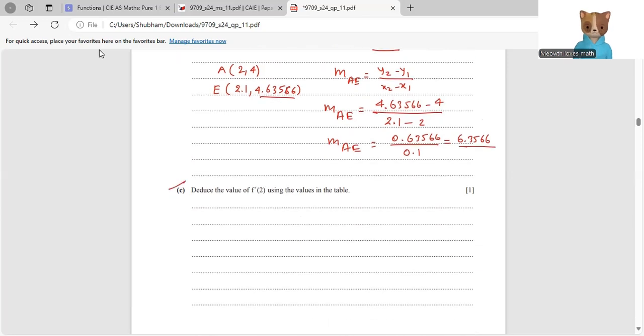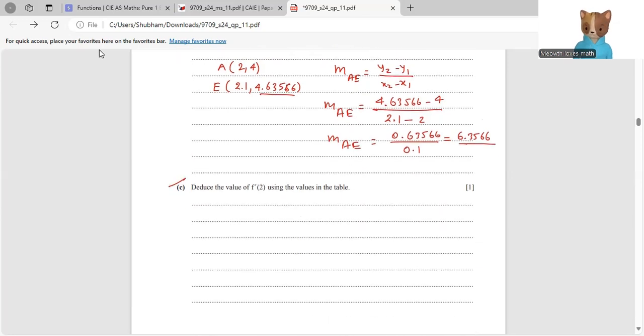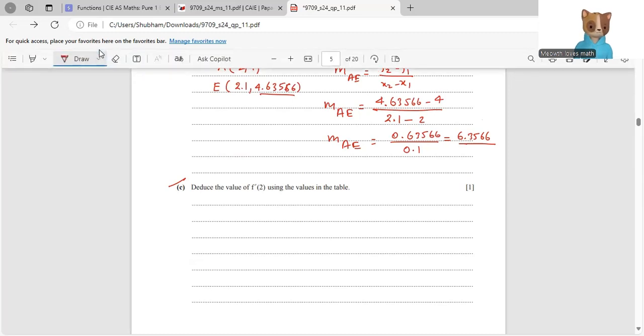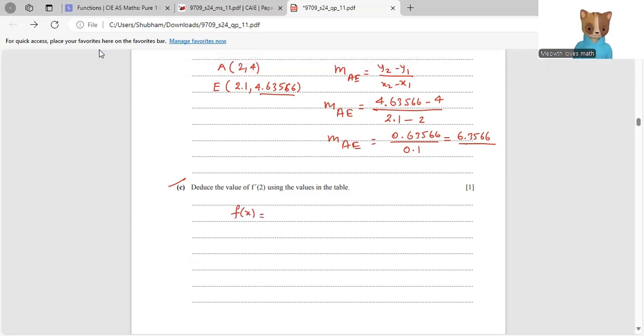Now, coming on to the second one, you have to find the derivative and then it's just for 1 mark, right? So you can use your calculator to find the derivative. Otherwise, I'll teach you how to do it manually. Okay. So I can simply say f of x is basically, and this is f dash of 2, right?